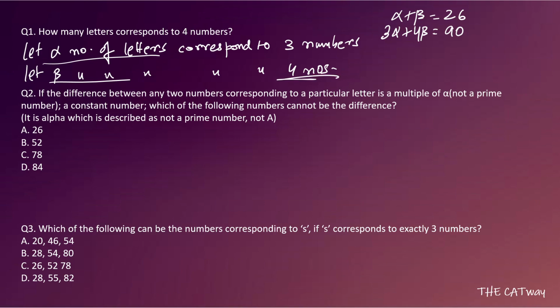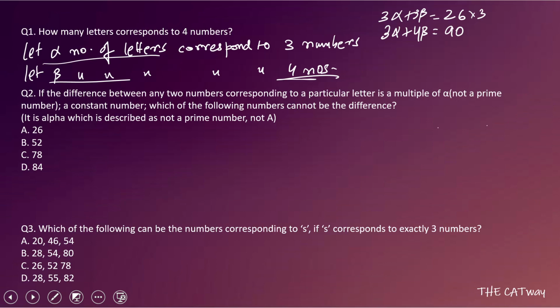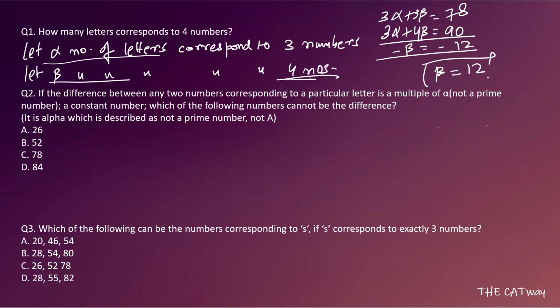So let's multiply the first equation by 3. When you multiply this by 3, this becomes 3 alpha plus 3 beta, and this becomes 78. From this, we have minus beta is equal to minus 12. We have beta is equal to 12, and that is our correct answer. So that's your answer. Now let's move towards the second question.